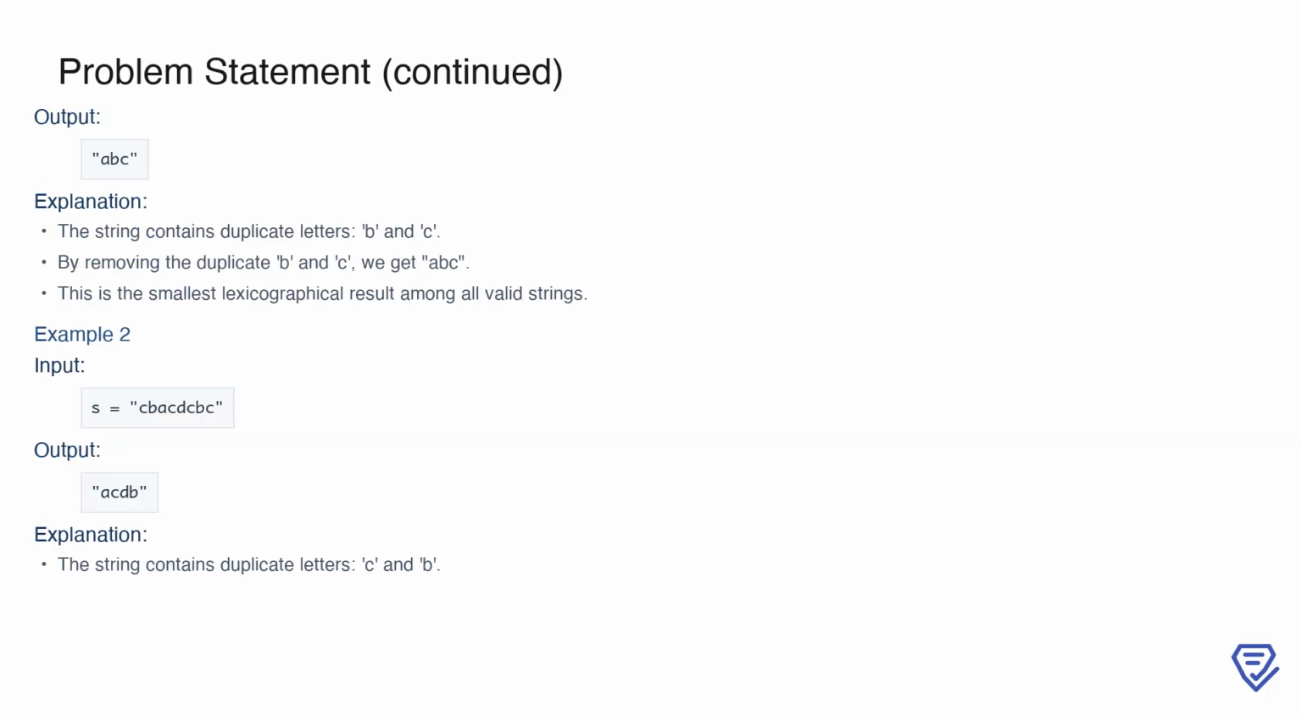For the first example, where the input string is S equals cab, the output is ABC. Here's why: the input contains duplicate letters B and C. To meet the requirement that each letter appears only once, we remove the duplicates and are left with the unique letters of B and C. Among all valid results, the lexicographically smallest arrangement is ABC, so that is the output.